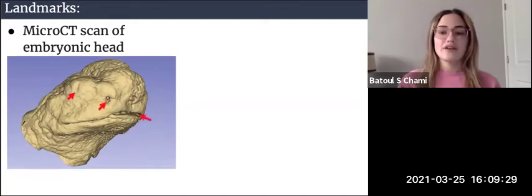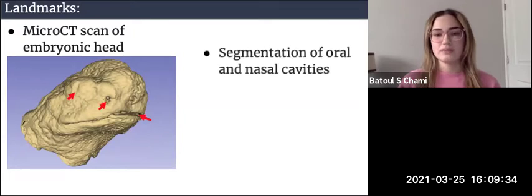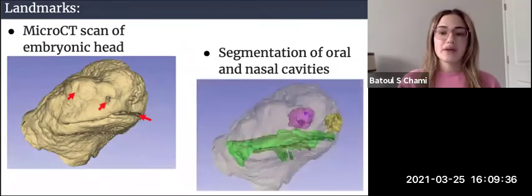We have outlined the developing oral and nasal cavities in order to assess their spatial relationship. You will see the mouth is in green, the left nasal cavity is in purple, and the right nasal cavity is in yellow.